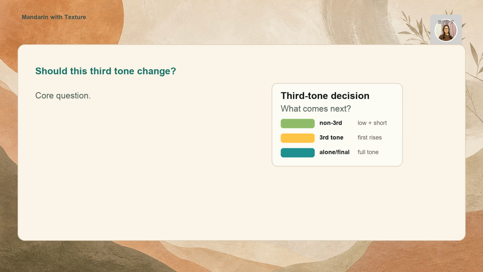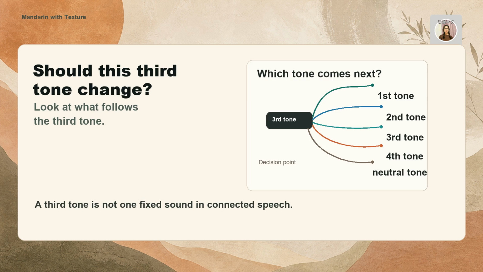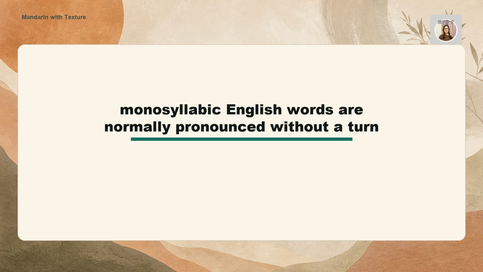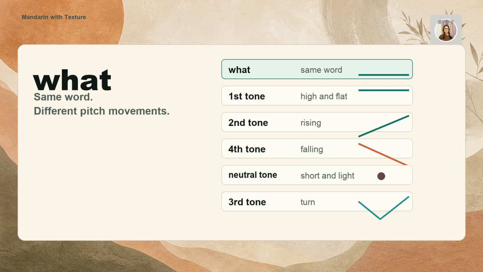In this video, we're going to make that decision automatic. In a few minutes, you will build the right muscle memory for the third tone, and then we'll practice the third tone combinations with the other tones. When you first learn Mandarin tones, the third tone often feels like the hardest one. One reason is that English doesn't really have this kind of tone movement built into every syllable.